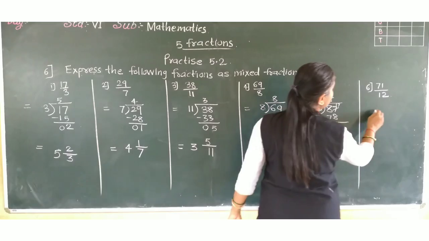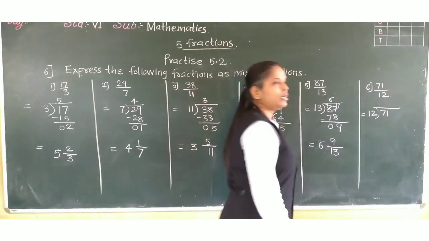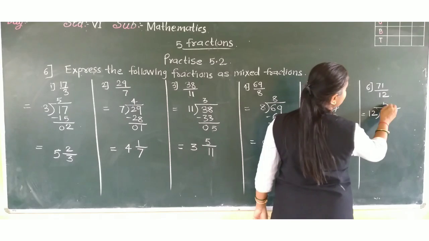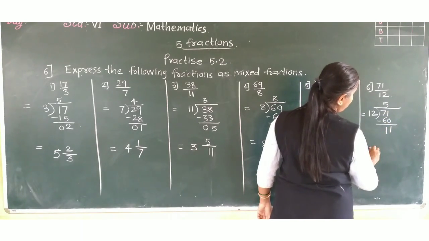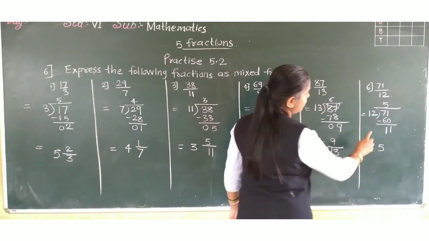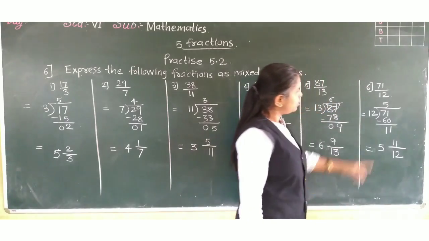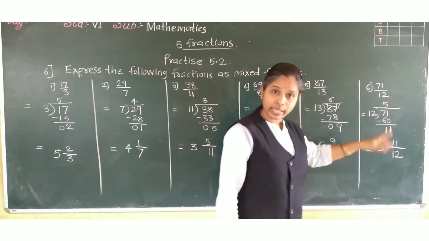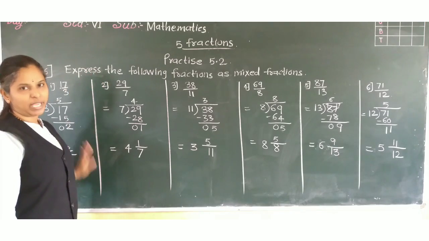Next, 71 we have to divide by 12. 12 5s are 60. Okay. So, how to write it? 5, the quotient, will be the whole number. Then, remainder as numerator and denominator as it is. In this way, we have to convert improper fractions into mixed fractions.